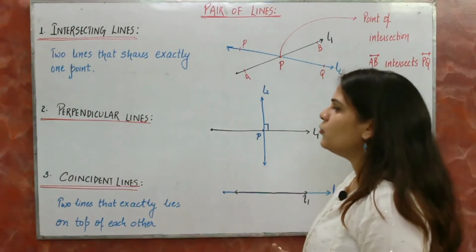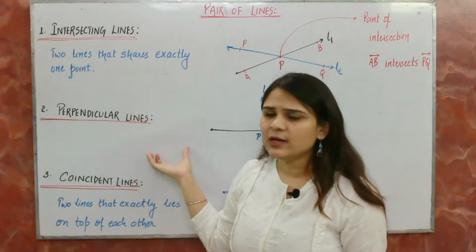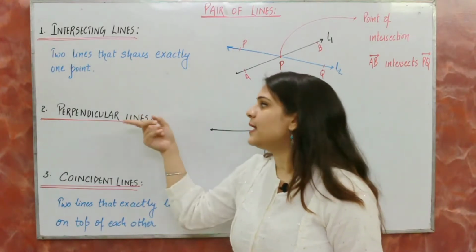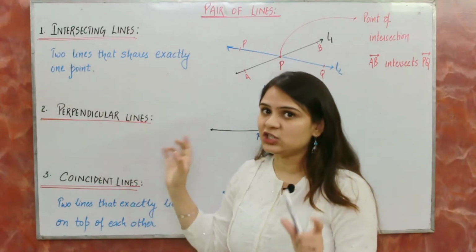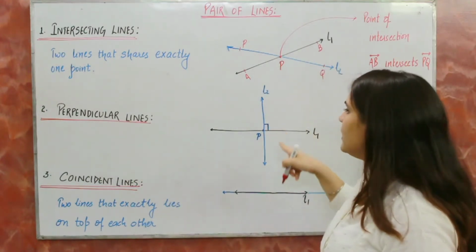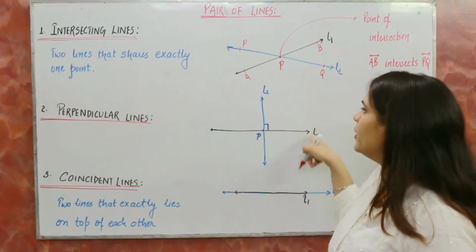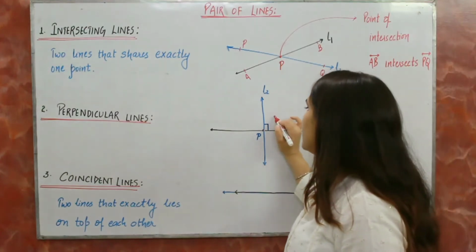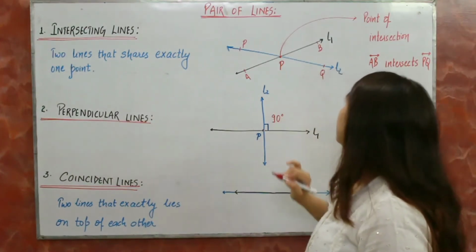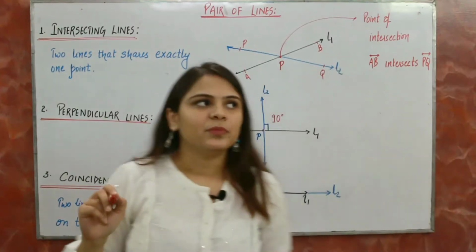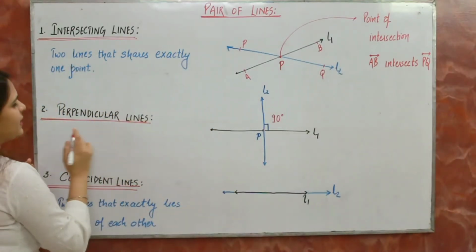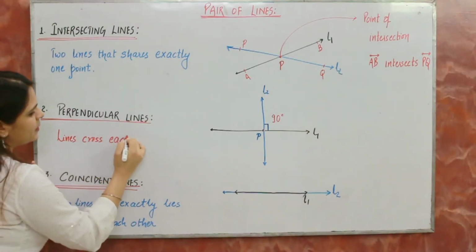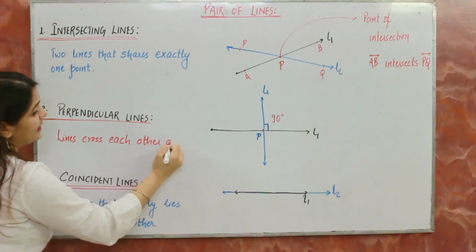Okay. Now the another one is perpendicular lines. Perpendicular lines are also a type of intersecting lines, but the only difference is that in this case they will intersect each other at 90 degree. So in this case we have two intersecting lines L1 and L2, and this is the point of intersection, but in this case the angle is equal to 90 degree, right? Now you can write perpendicular lines as lines that cross each other at 90 degree.